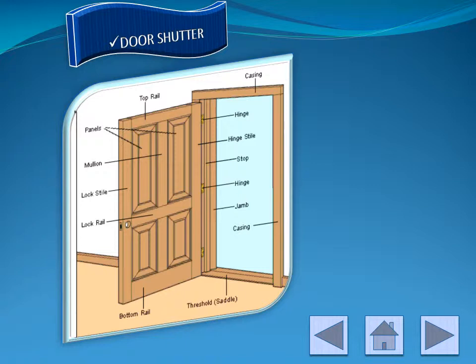If you look at it, starting from the top, the middle, and the bottom, it indicates the free flow of the door, whereby you can swing it. You have the hinge there, we have the stop, we have the hinge, we have the jamb, and we have the casing. It shows every detail of the door. Then we have the top, we have the panel, we have the mullion, and we have the lock stile, we have the lock rail, and around we have the bottom rail and the threshold, which is also called the saddle.